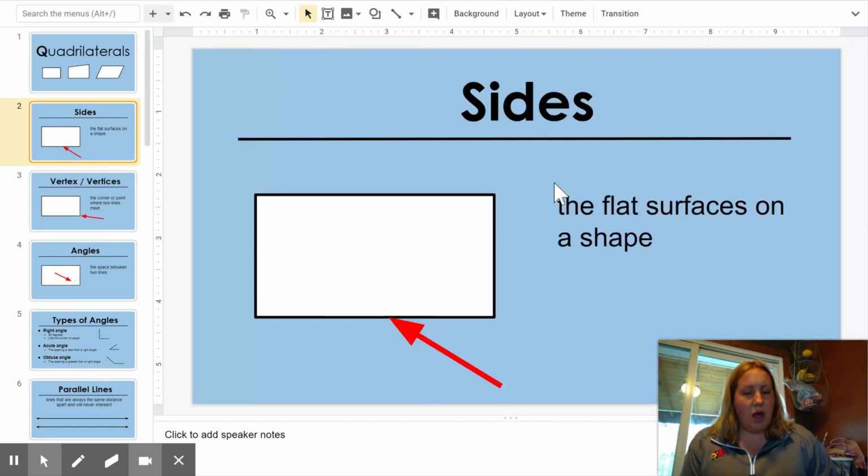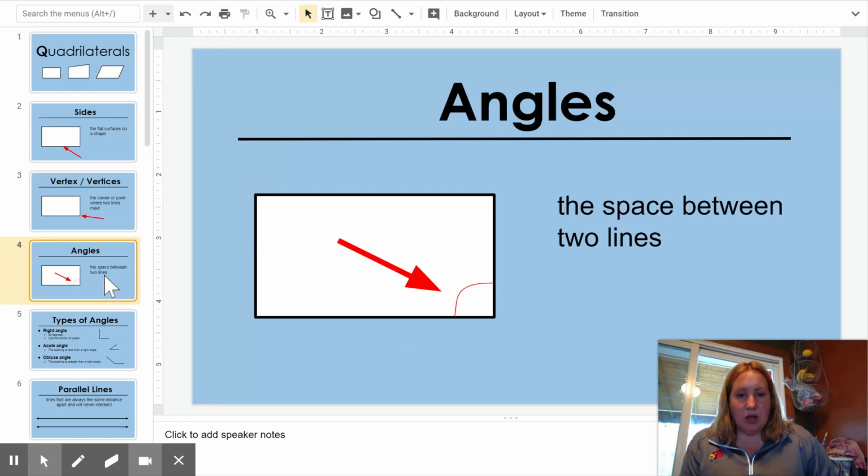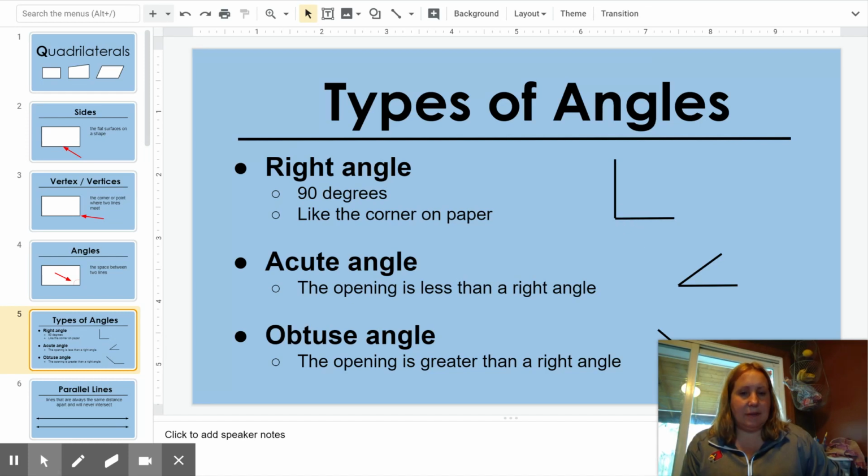The first word we're going to look at is the word sides, and we know that sides refers to those flat surfaces on the outsides of a shape. We know that a vertex is the place where two sides meet, like that corner right there, and more than one vertex are called vertices. And we also know that angles are the space between lines, and we're typically looking inside the figure to see those angles.